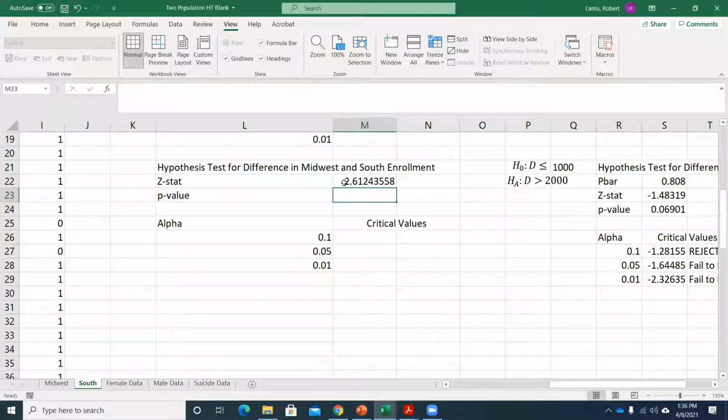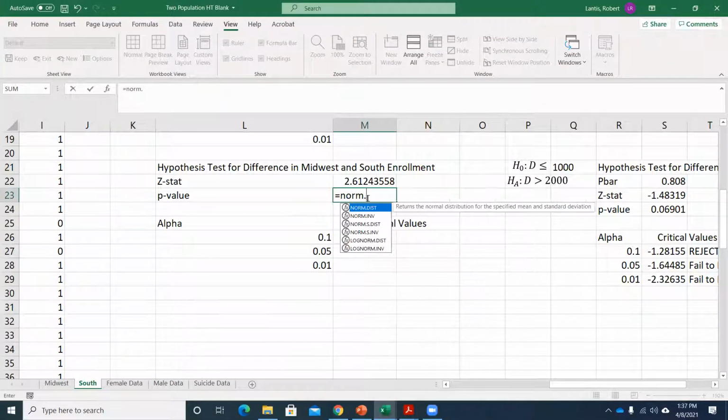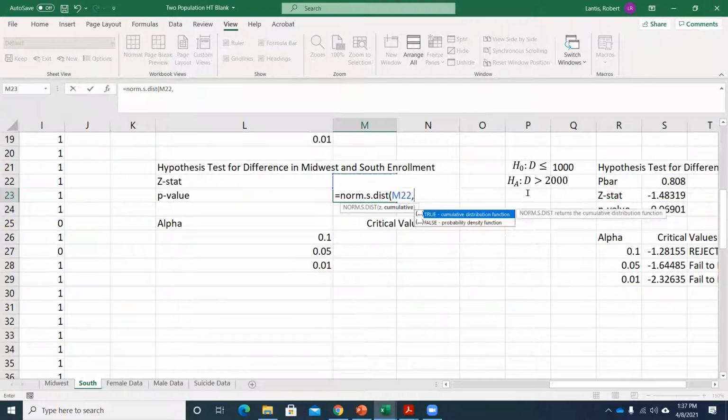Okay, I've got a z-value and I want to find the area to the right of it. Well, the norm.s.dist function will tell me the area to the left. So I just select that z-score, comma 1. That gives me the area to the left.